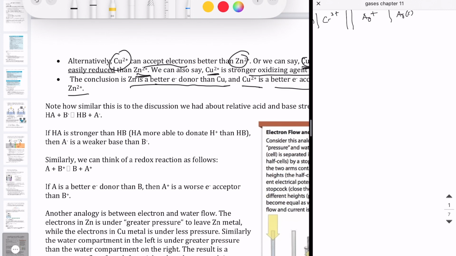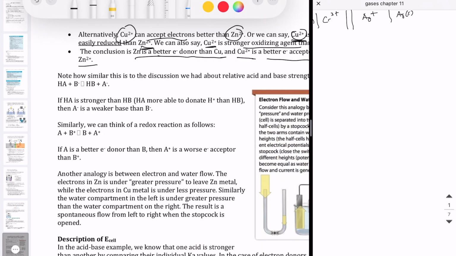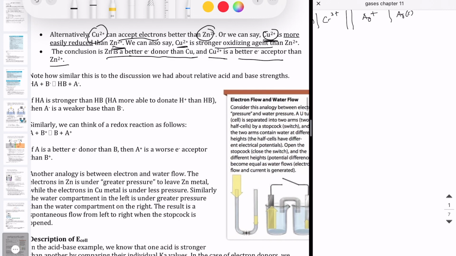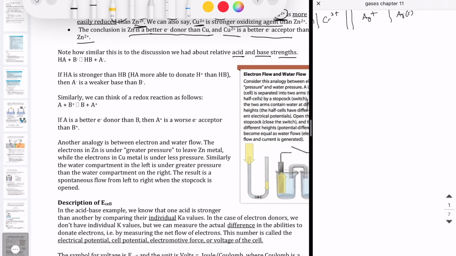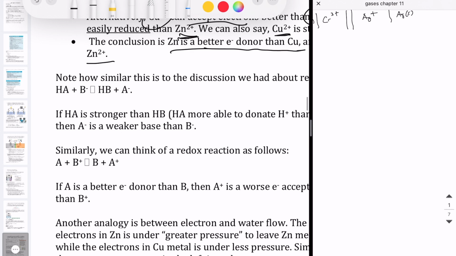This is very similar conceptually to when we talk about relative acid and base strength, except that in that context, we were talking about the ability of substances to give away protons and accept protons. Now, in this chapter in electrochemistry, we're talking about the ability of substances to give away electrons and their ability to accept electrons, okay?